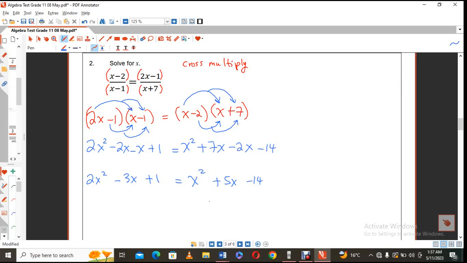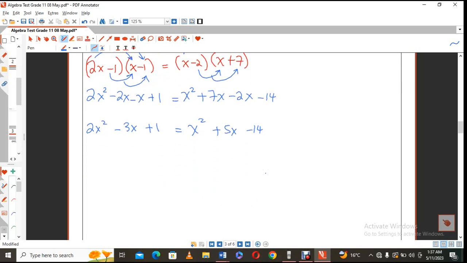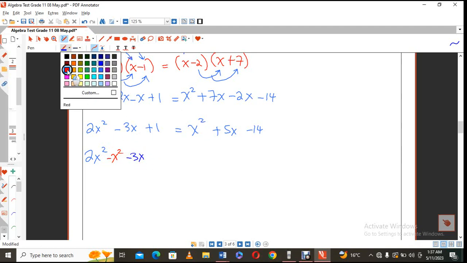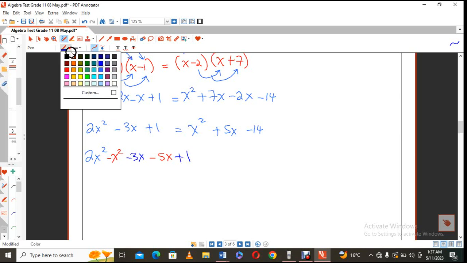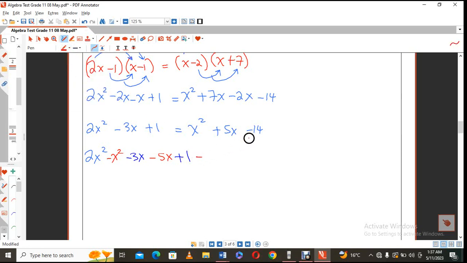Quadratic equations should always equal 0, so let's get everything to the left. This is 2x squared, and if I bring its friend over here, it's going to be a negative value, and I already have my 3x, which is negative on that side. So this 5x becomes a minus, and I also already have a plus 1 over here. If I bring a like term, this 14 is negative, so it becomes positive, and everything should equal 0.